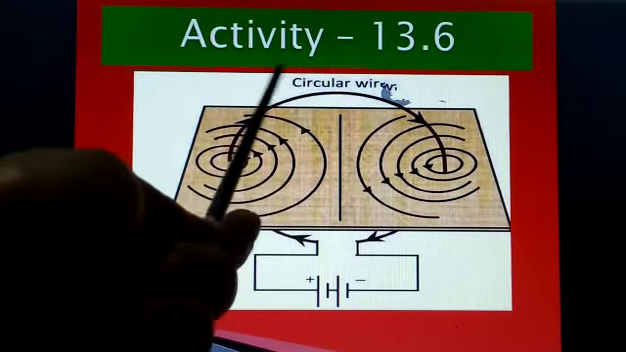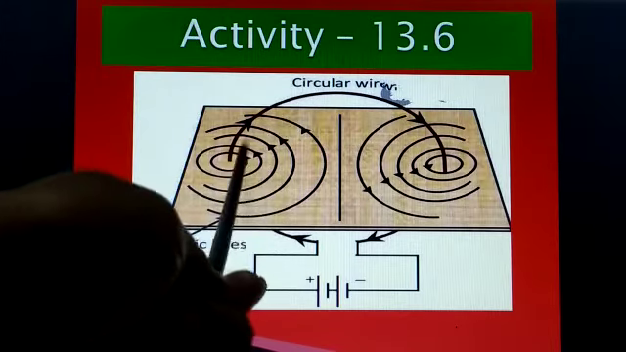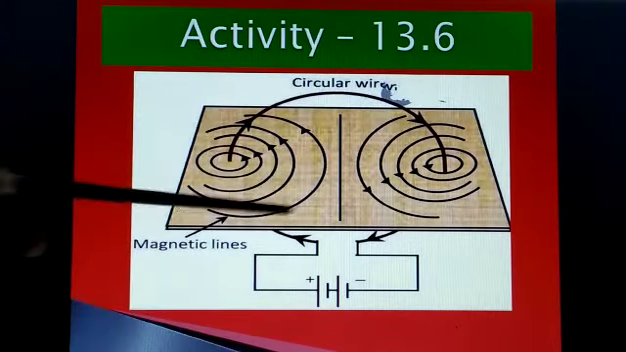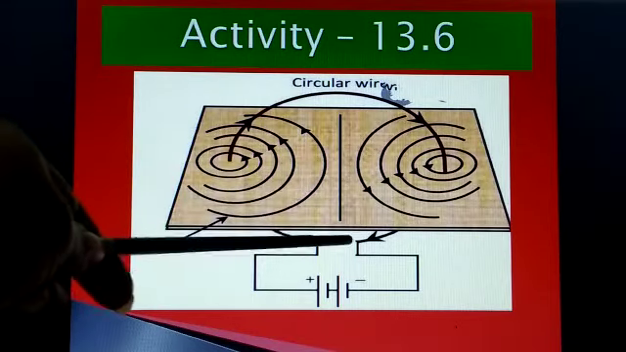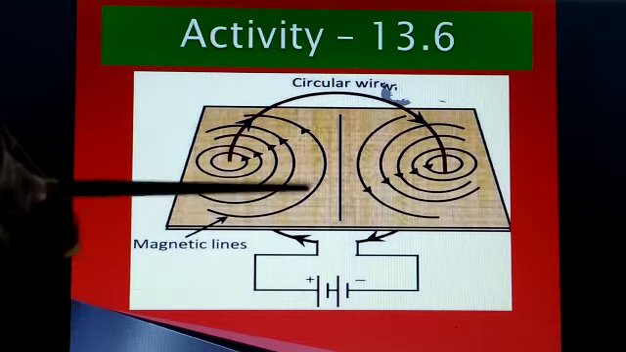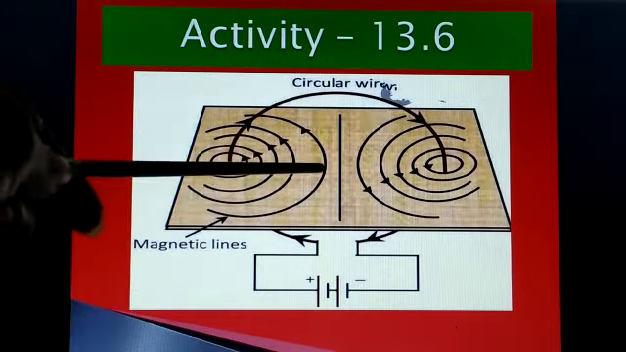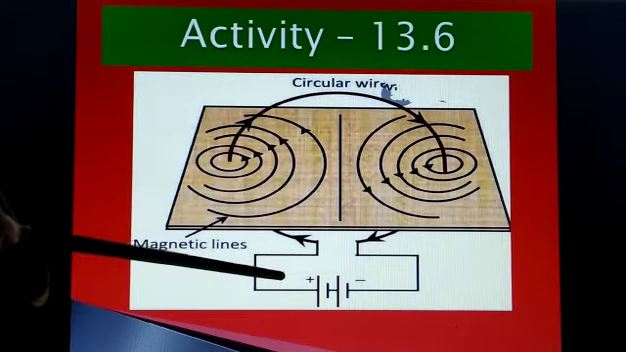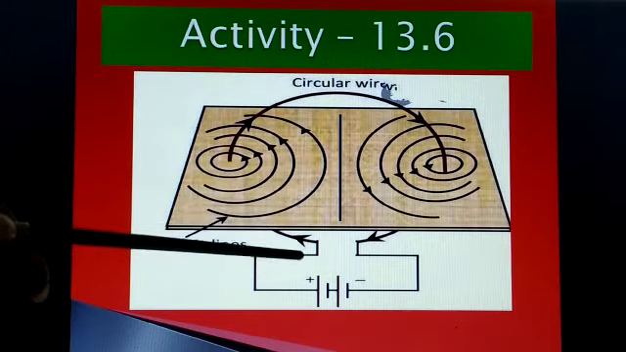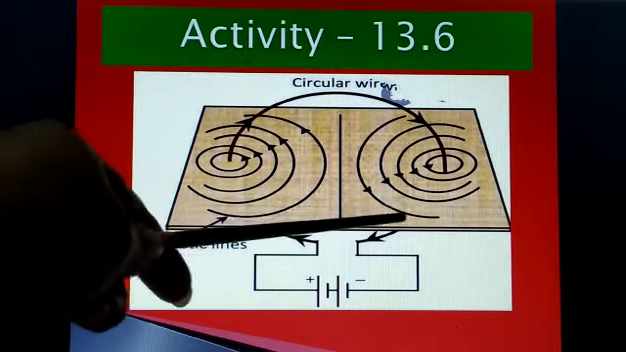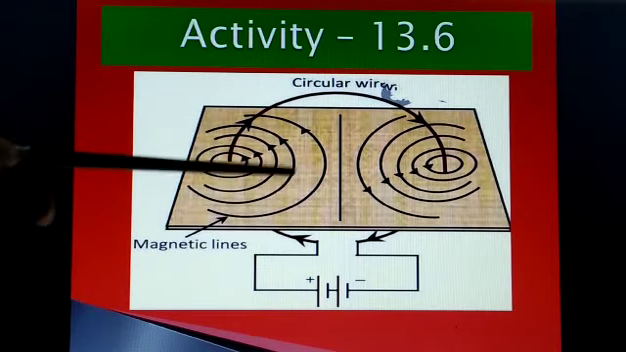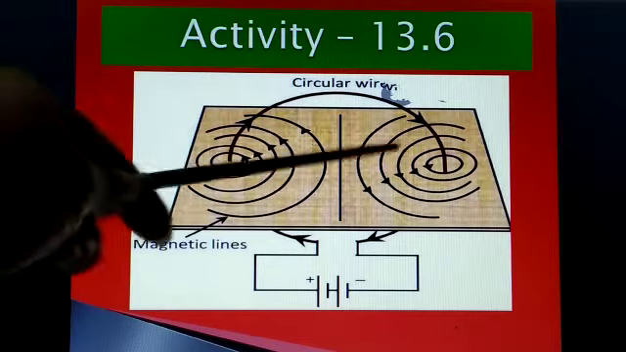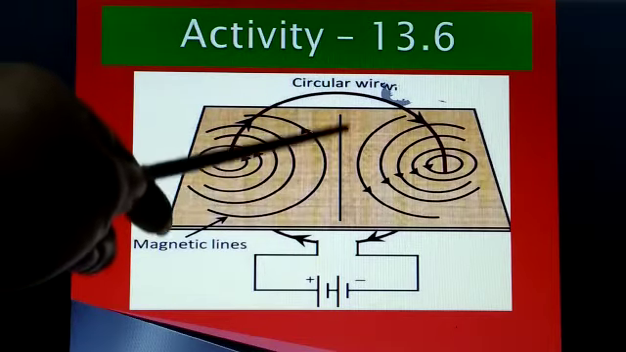This circular wire we can insert in a cardboard. Then the ends we can connect with the cell. Afterwards, sprinkle some iron filings on the cardboard. Then when we switch on the circuit, current passes through this circular loop. Near the wire, the iron filings will be arranged in a pattern like this. At the center it will be a straight line.